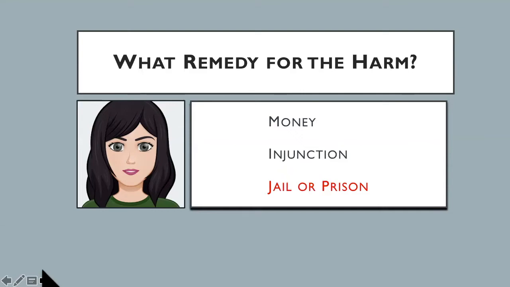What is the remedy for the harm? Once the elements of a case are established, then the court can provide a remedy. Obviously, they can't fix a broken heart. That's probably why they don't give a remedy for broken hearts. Back in the old days, they gave a remedy for broken engagement because there was an economic harm that was recognized. Those types of cases are not recognized as causes of action anymore.